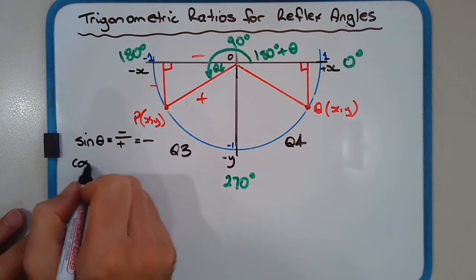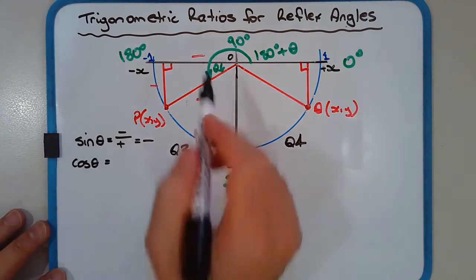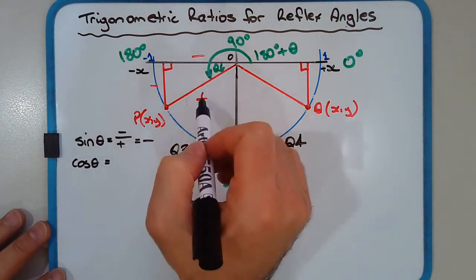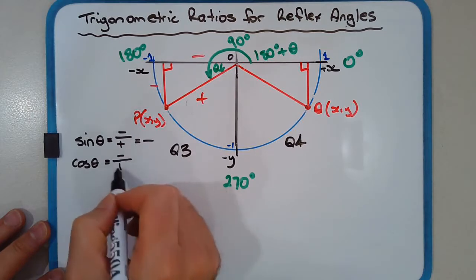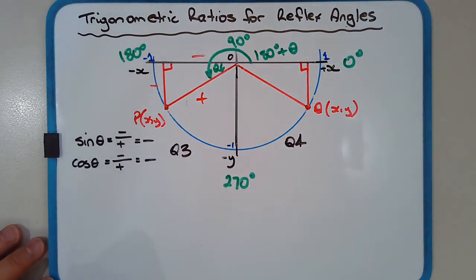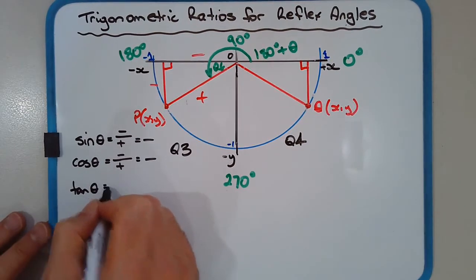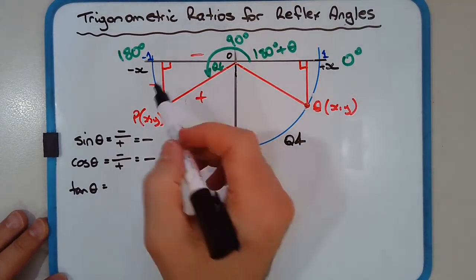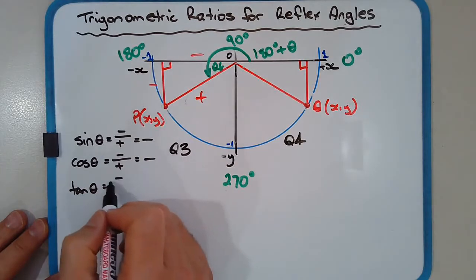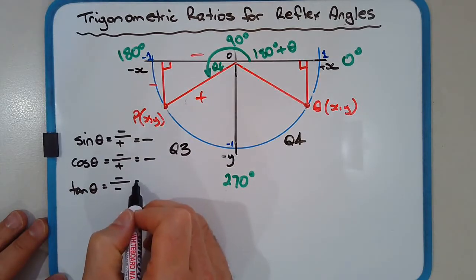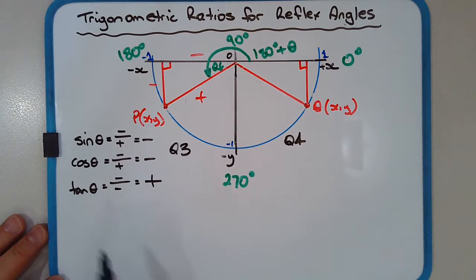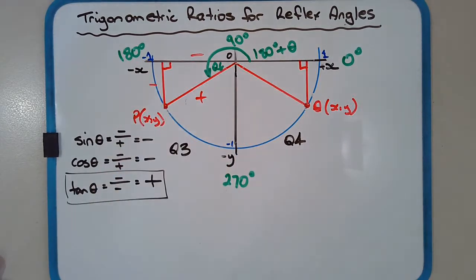Cos of theta is adjacent over hypotenuse, so it's going to be negative over positive, and that's going to be a negative. And tan of theta is going to be opposite over adjacent. It's going to be negative over negative, and that's going to give us a positive. So tan is in fact positive in quadrant 3.